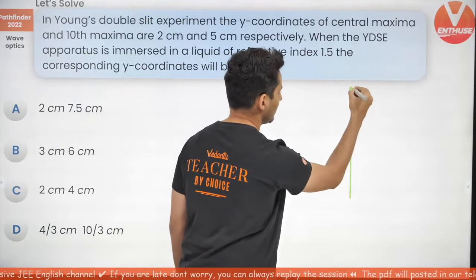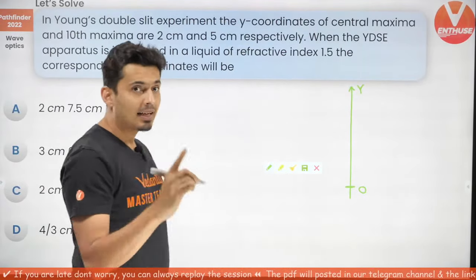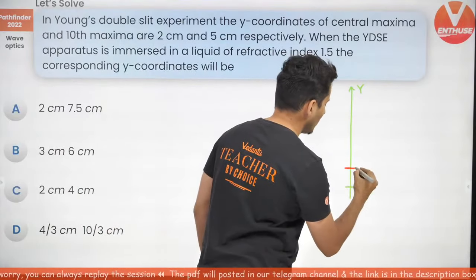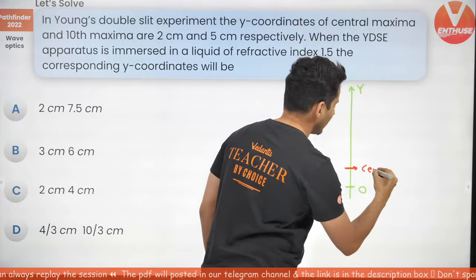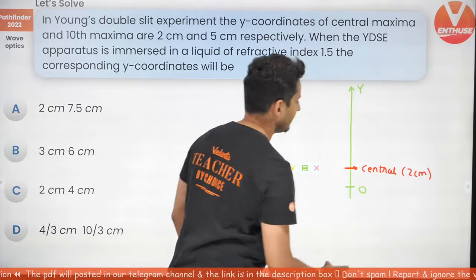This is the y-axis. This is my origin. Where is the central maxima? The central maxima is at 2 centimeters. So at this point, you are getting the central maxima. Central maxima is basically at 2 centimeters.